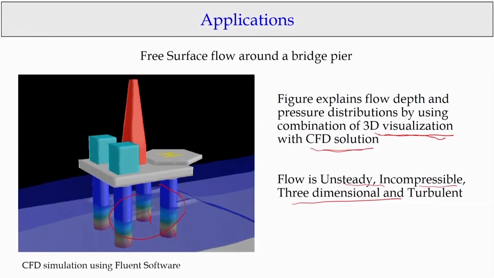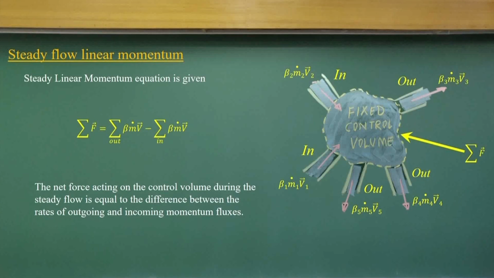With this note, let us go to our level, where we are talking about the integral concept of control volumes, which we apply for simple problems. Now, let us go for a simple problem where you have the linear momentum equation with a fixed control volume. There are the ins and the outs, and this is the fixed control volume. So, there is influx and outflow.